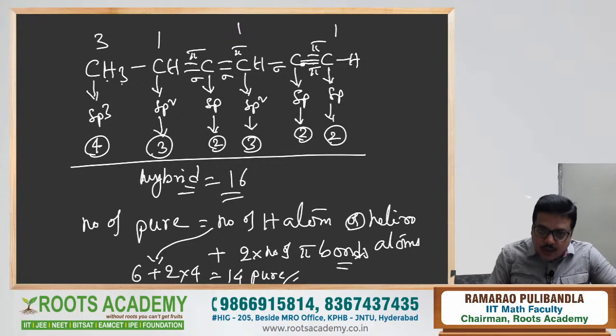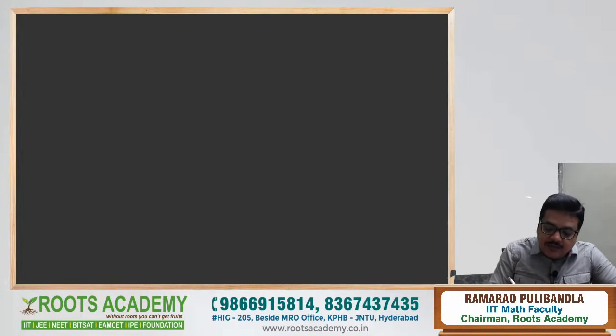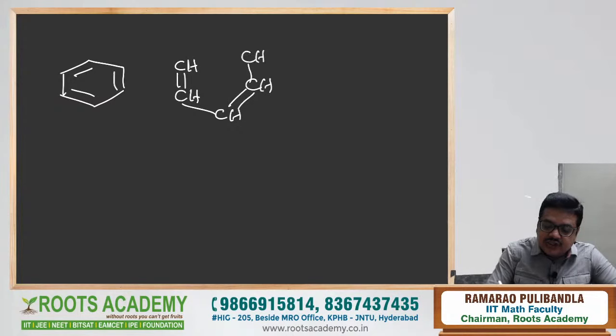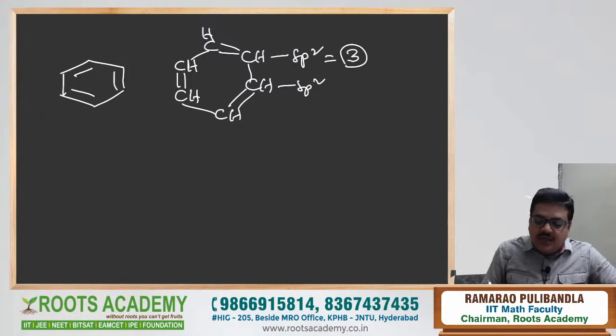Now I want to discuss the number of hybrid and pure orbitals of benzene. The formula of benzene: CH double bond, CH single bond, CH double bond, CH single bond, CH double bond, CH. Now every carbon is sp2, so 3 hybrid orbitals. With 6 carbons, that is 18 hybrid orbitals.